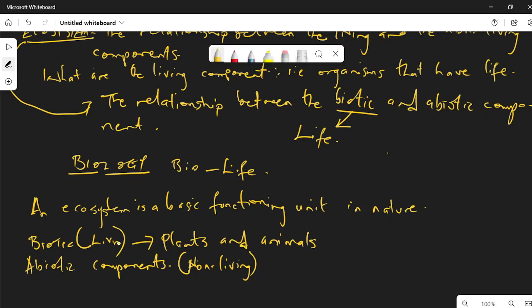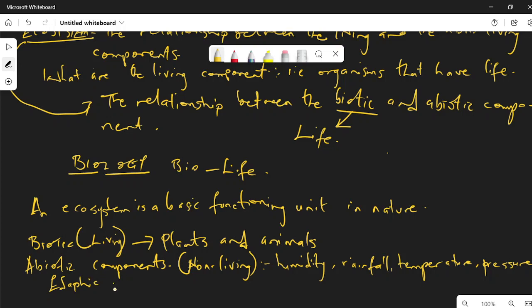So we have this one here now, the abiotic components to be the what? The non-living substances. Example, we talk about humidity, we talk about rainfall, we talk about temperature, we talk about let's say pressure, for example. We can also talk about edaphic properties. Edaphic what? Properties.